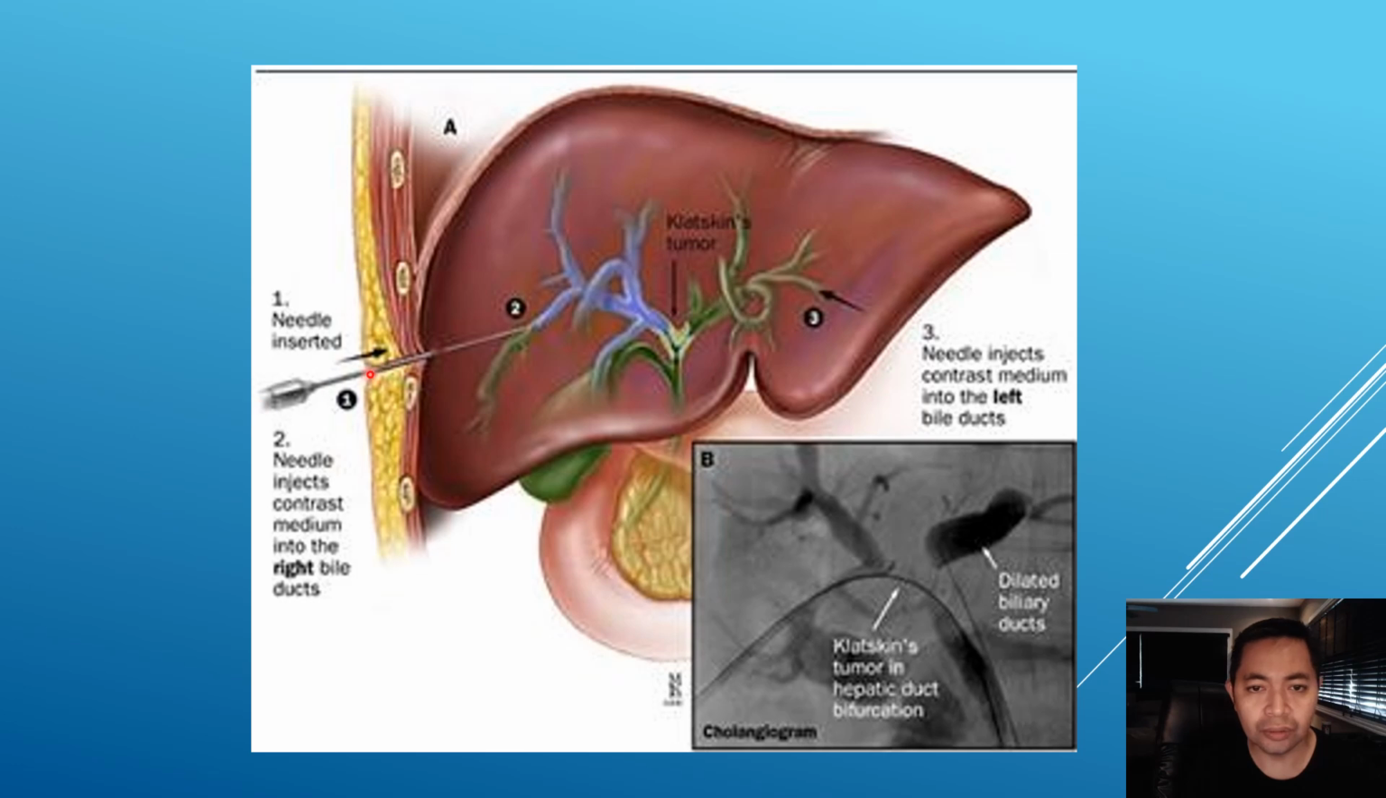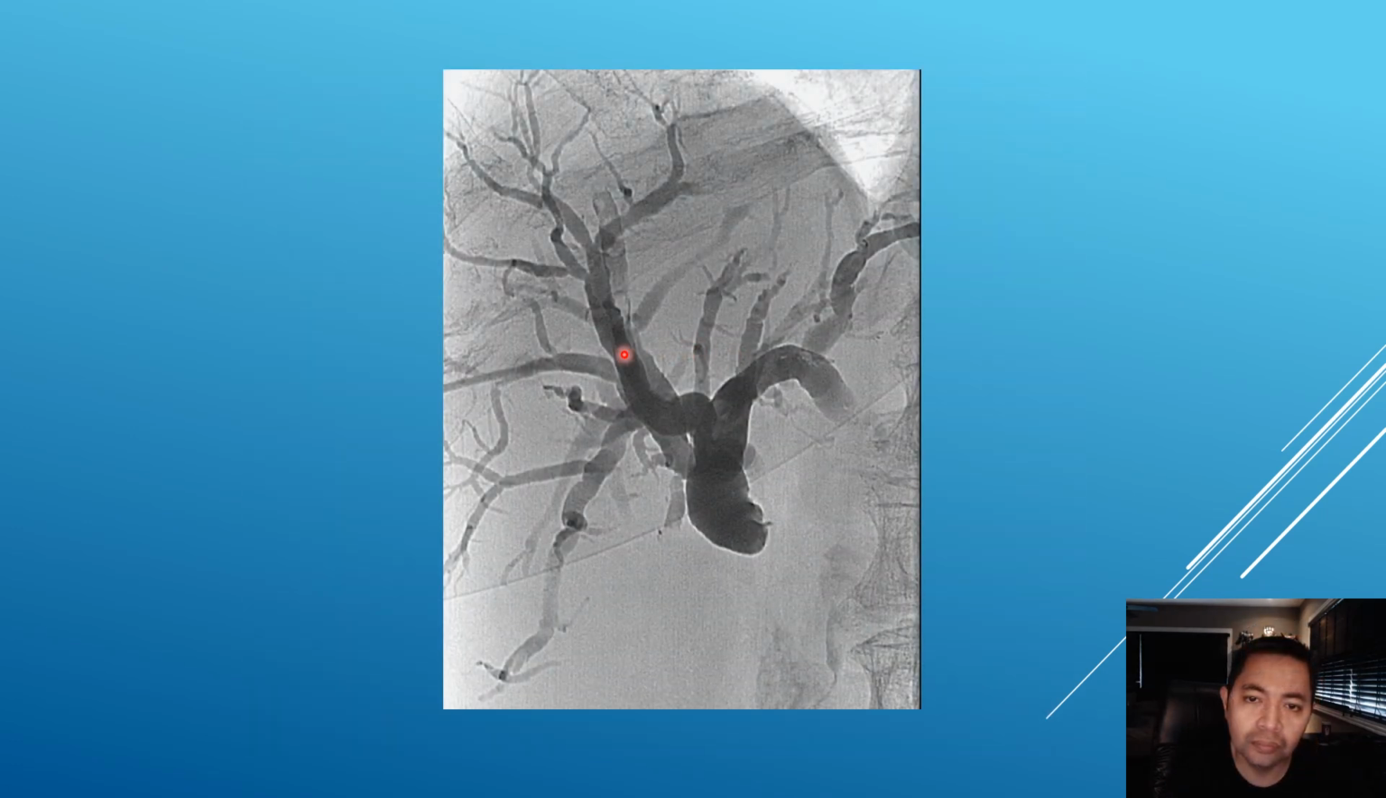Needle insertion in between the intercostal spaces is okay for the right hepatic ducts, as long as there is a clear path and the ribs are not blocking your transducer view. This is the percutaneous transhepatic cholangiogram I showed you earlier with the distal common bile duct stricture.